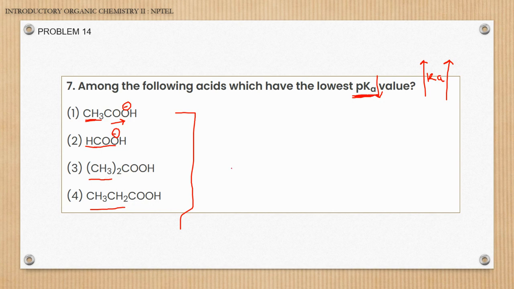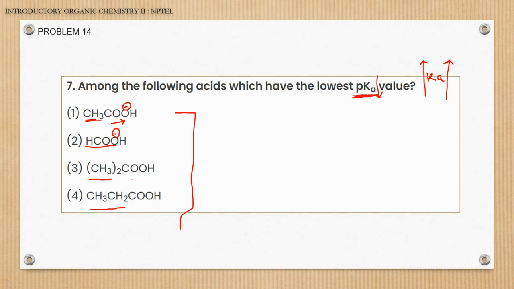So can anyone tell me which will be having the highest pKa? Means which acid will be least acidic? You have to tell me the weakest acid amongst the four. You have told me the strongest acid, that is formic acid, but now tell me the weakest acid among these four. Third. Third.